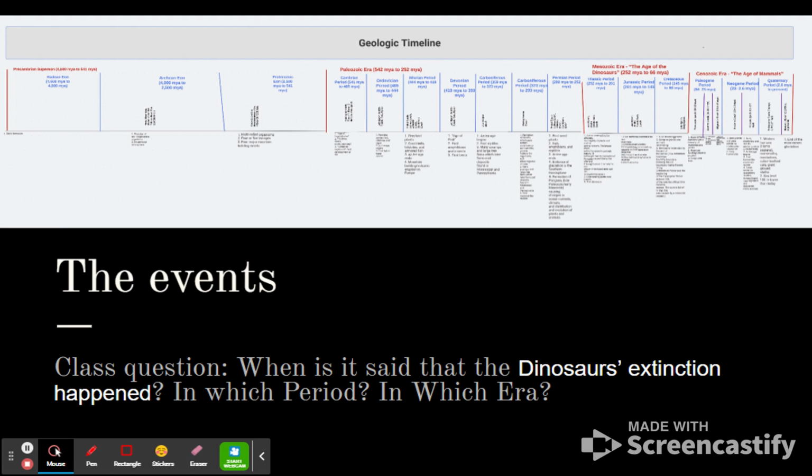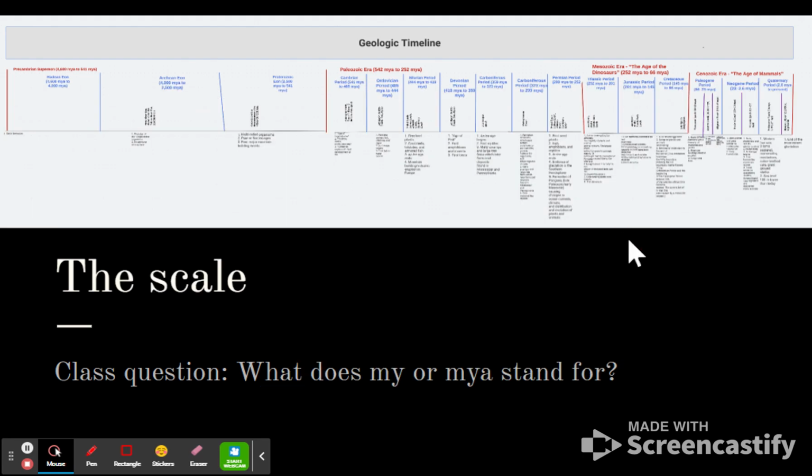The whole reason that is the end of the era is because that was the specific event that ended the dinosaurs. Oh, the age of the dinosaurs. Really? Oh Lord, I thought it was the age of the snail. Give me that. All right, the scale. Dinosaurs.